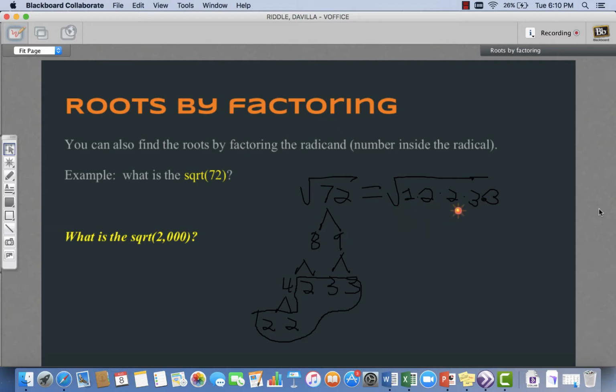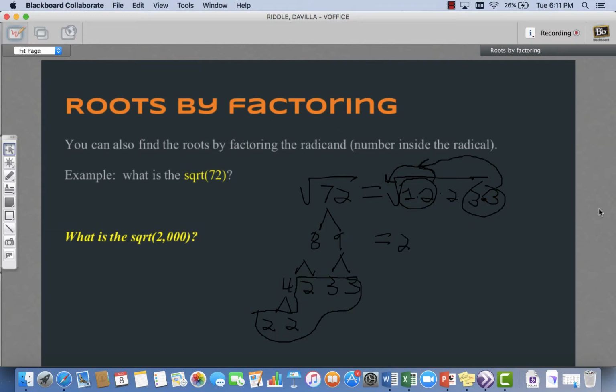So 2, 4, 8, 24, and then I believe that's 72. So the next goal is to find out the pairs. Like I said, just looking for pairs that can go to the outside. So you see this 2 times 2 can go outside, and this 3 times 3 can also go outside as well. And by going outside, I mean that it goes right outside of the square root that we have here.